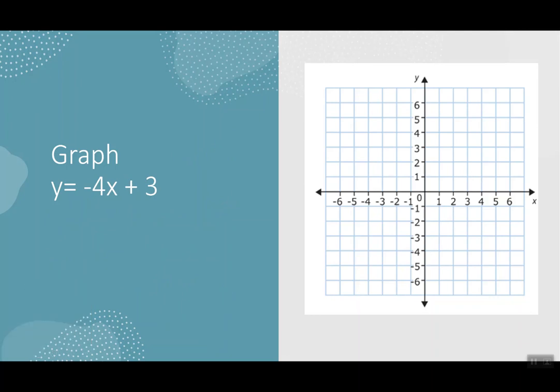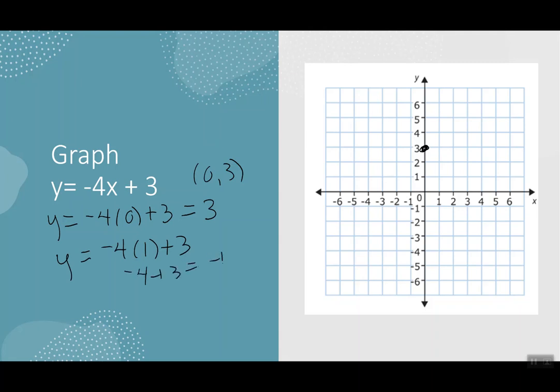Let's try another one. Here I have y equals negative 4x plus 3. Again, let's start by plugging in 0. I have negative 4 times 0 plus 3, which is 3. So here's my first point, 0, 3. For a second point, this time again, I'm going to plug in 1. So negative 4 times 1 is negative 4, plus 3 gives me negative 1. So I plugged in 1, I got negative 1 as my result. So we're at 1, negative 1, there's my second point.